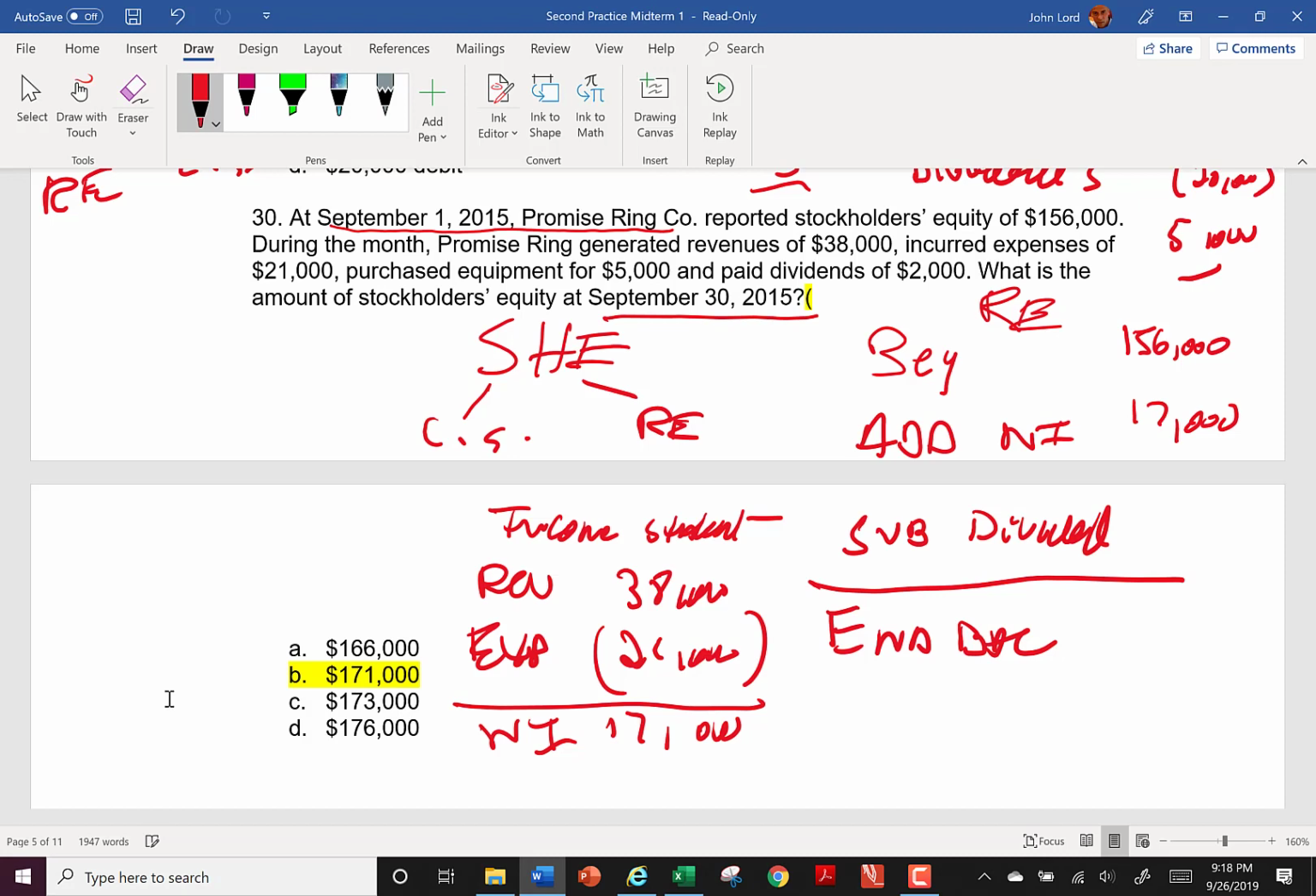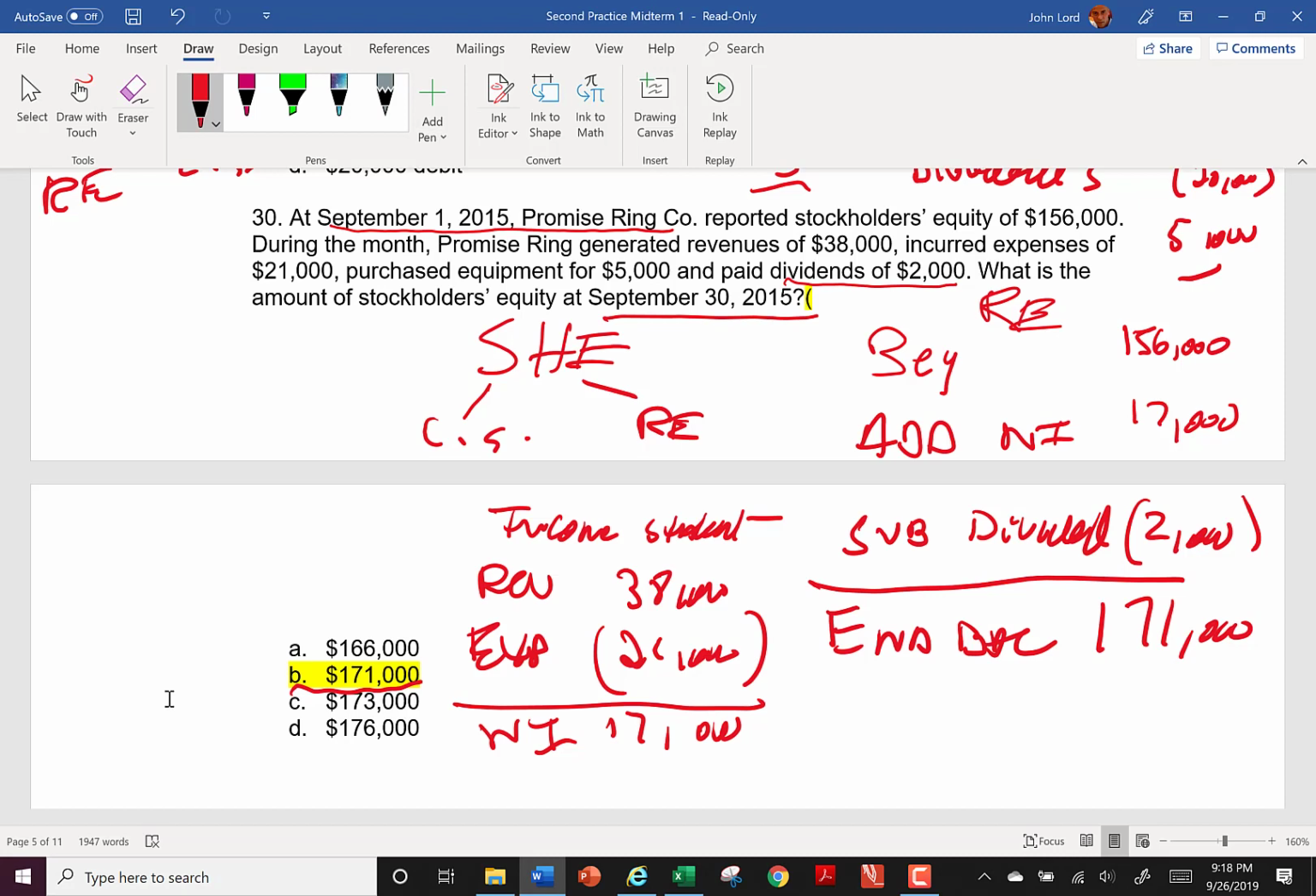Did they pay any dividends? They paid a dividend of what? 2,000, so I have to subtract 2,000. So that gives me an ending balance of how much here? 171,000. And that's all I can do. I can't figure out the common stock because they told me nothing about common stock, nor did they give me any elements to figure out anything about common stock, right?